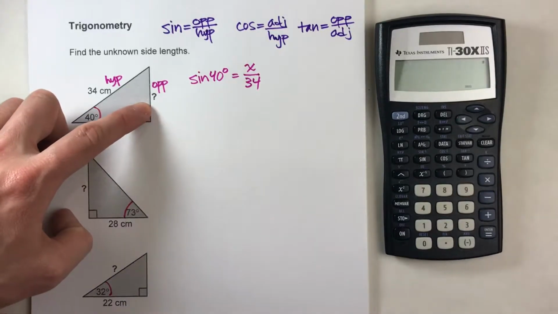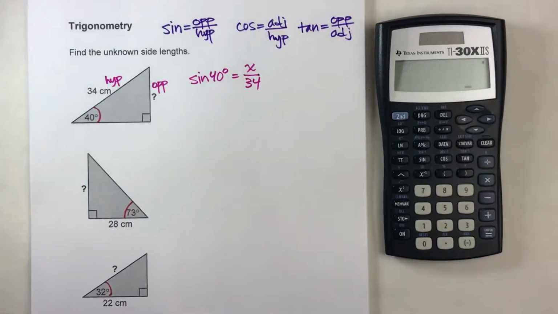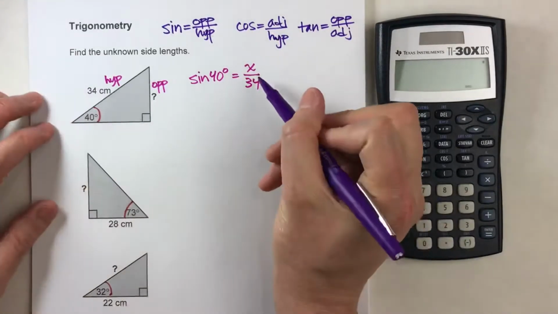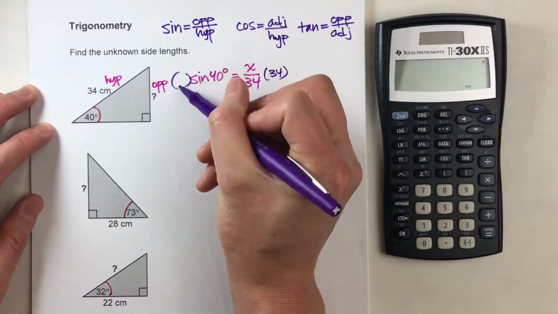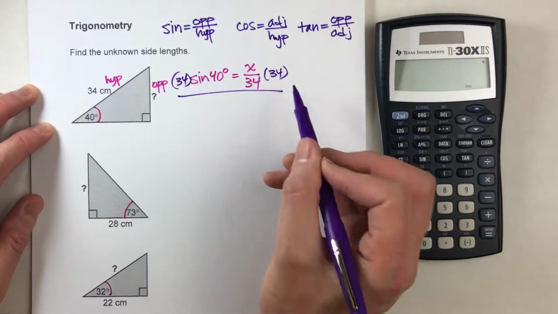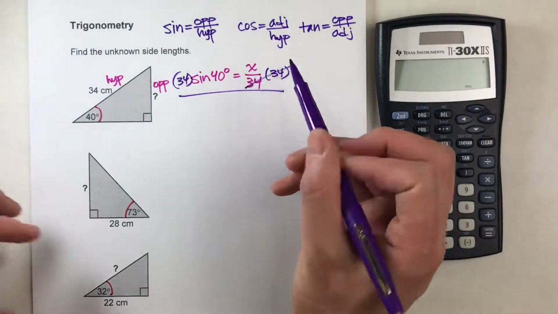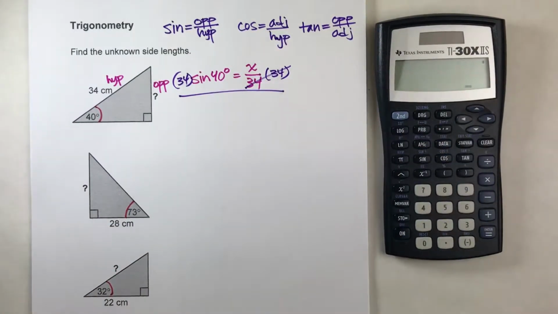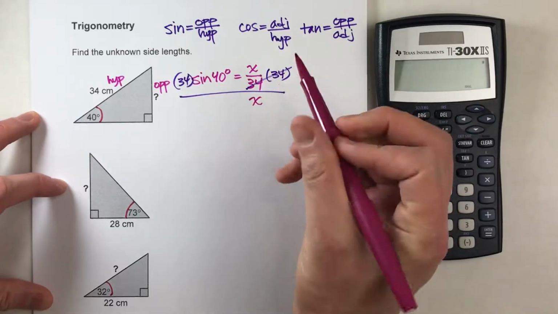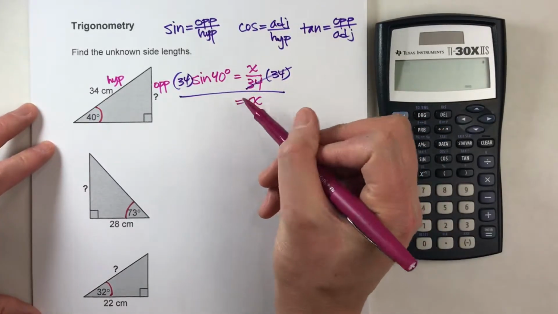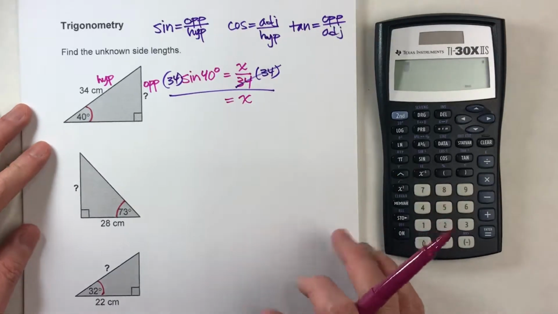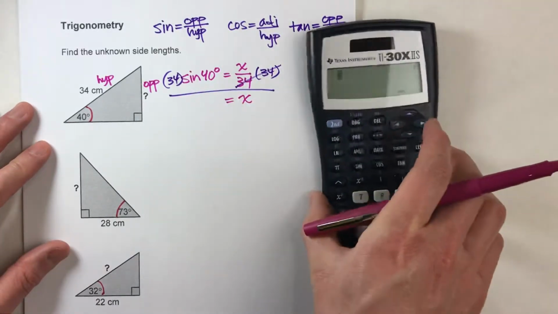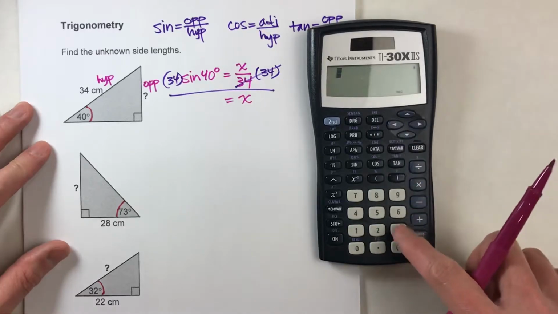All right, and to solve it, we need to get x by itself, just like we always do in all algebra. So it says divide by 34. I'm going to multiply both sides by 34. All right. When I do that, the 34's undo each other over there, and then I'm left with just x over here. On the other side, I have 34 times the sine of 40 degrees, and that is just a calculator problem. So I can type that right into my calculator.